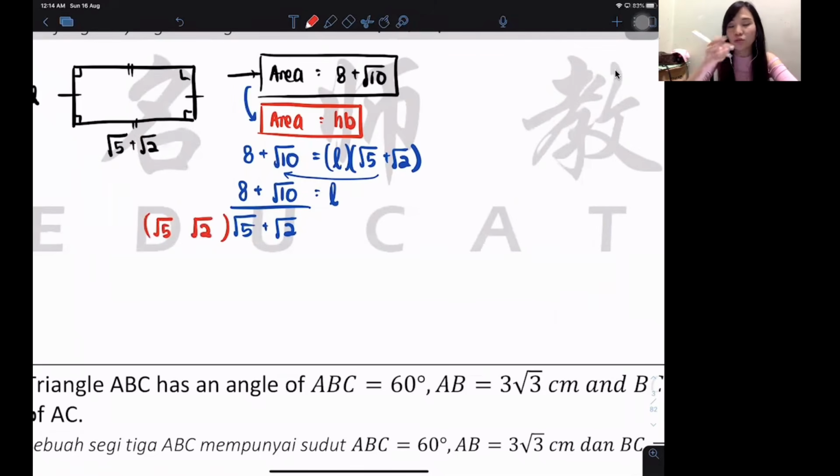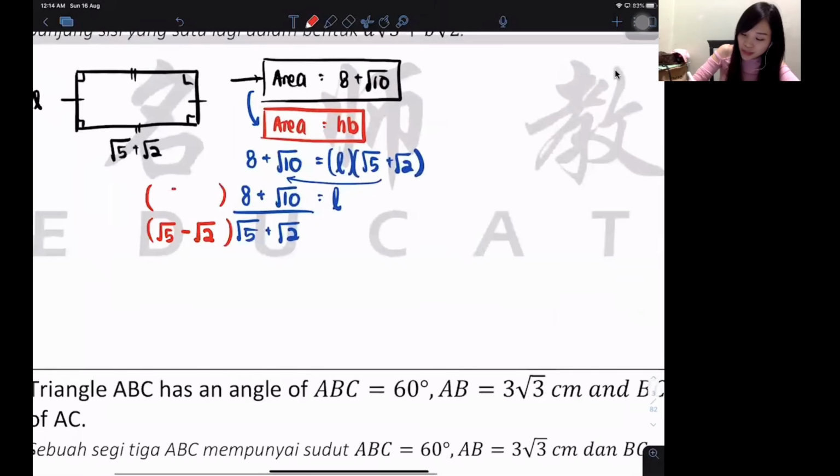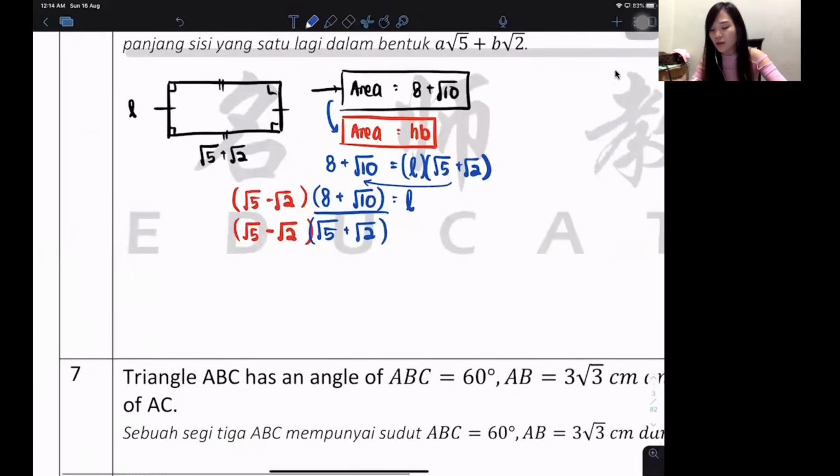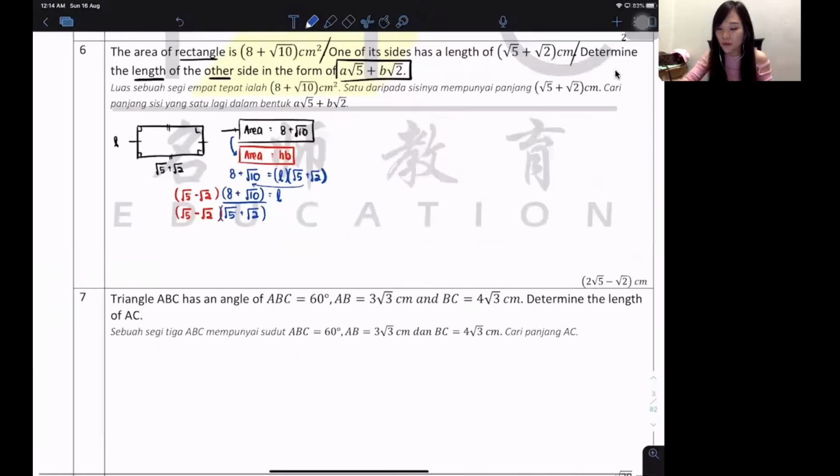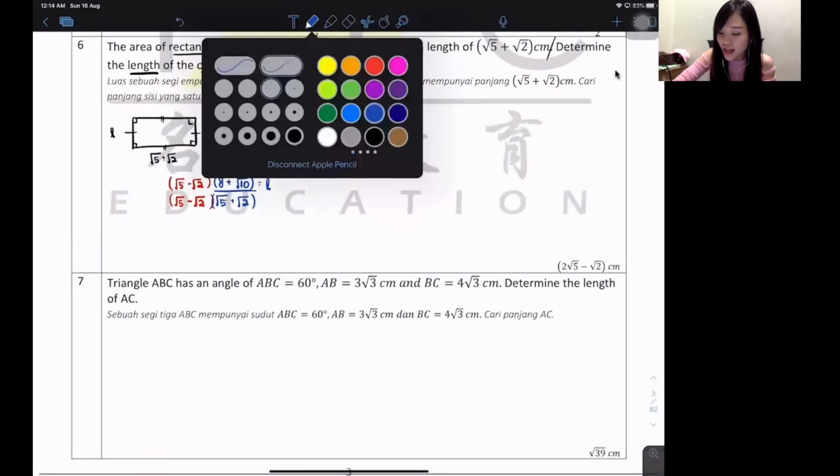You see square root 5, square root 2. I also times square root 5, square root 2. But remember, if they are a plus, you will times a minus version. If they are a minus, you will times a plus. Obviously you cannot just times the bottom line. You must be fair, right? You must times the bottom as well as the top. So everything I put in brackets. Maybe you will ask, teacher, how do you know it's like that?